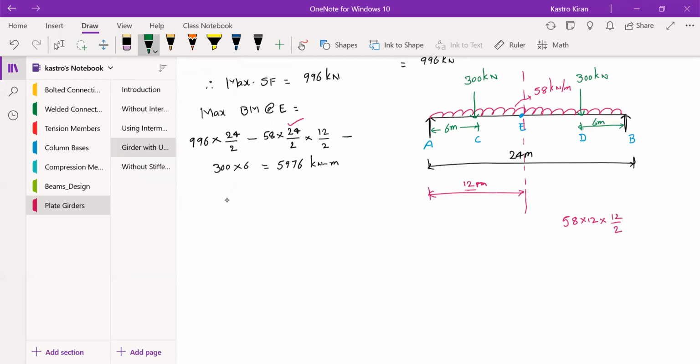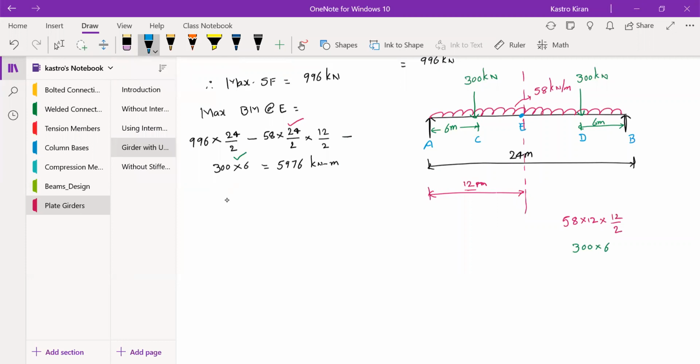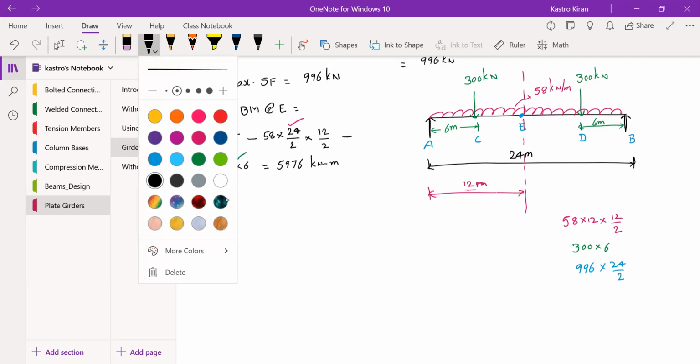Now you also have the other parameter, which is the reaction force. So what is the reaction force at each end? It is 996 kilonewtons. It is acting at what distance? It is acting at a distance of half of the total span, that is 24 by 2. That's how this parameter has also come. So that is how you can find out the maximum bending moment value.